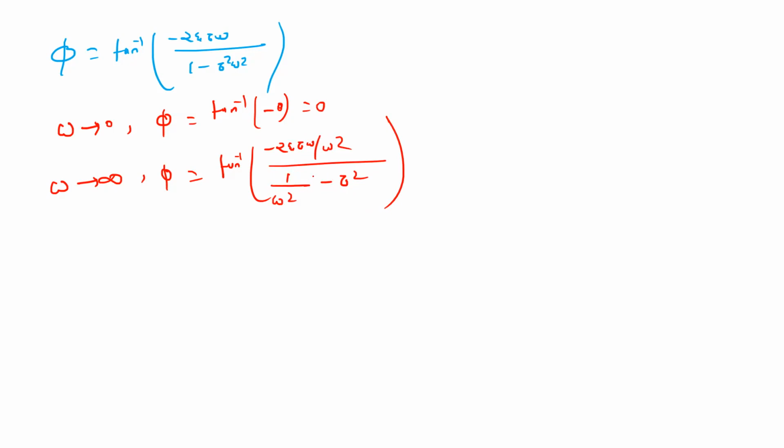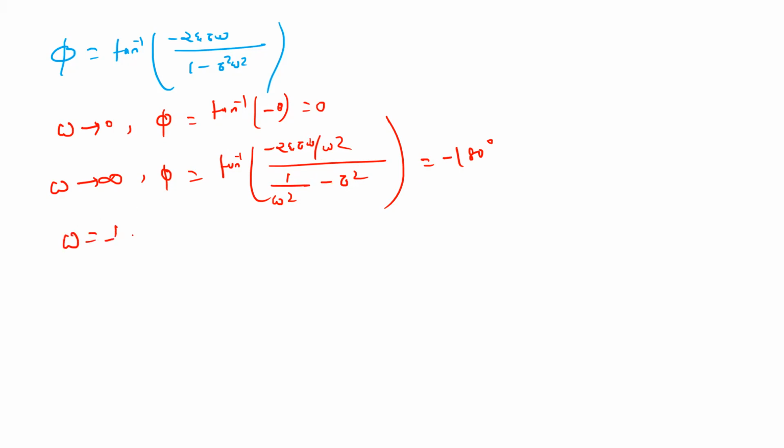Are you getting it? Omega by omega square, so omega and omega will get cancelled out. So minus 2 zeta tau by omega square. Again it will be 0. 1 upon tau omega square will be 0. And this is minus. So when omega tending to infinity, the value is equal to 180 degree. It used to be minus 180 degree, because at the same time it cannot come.